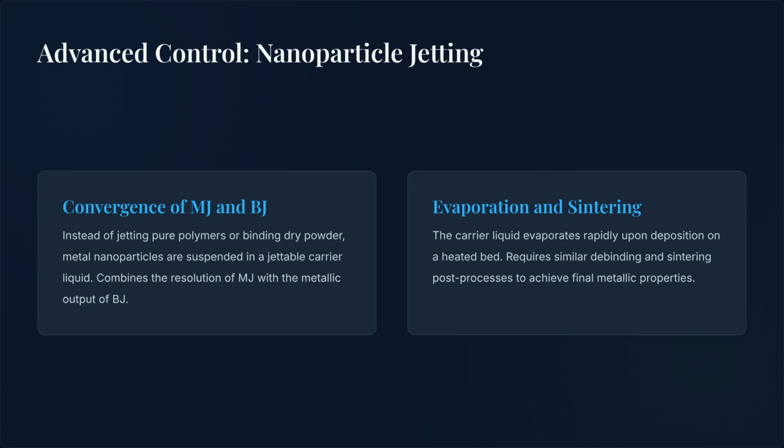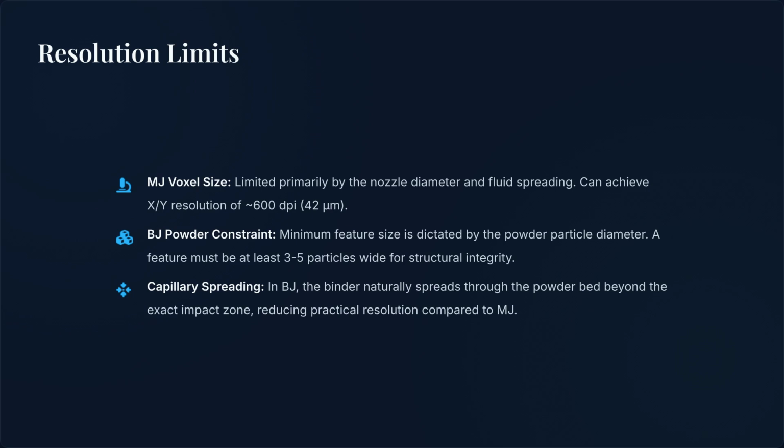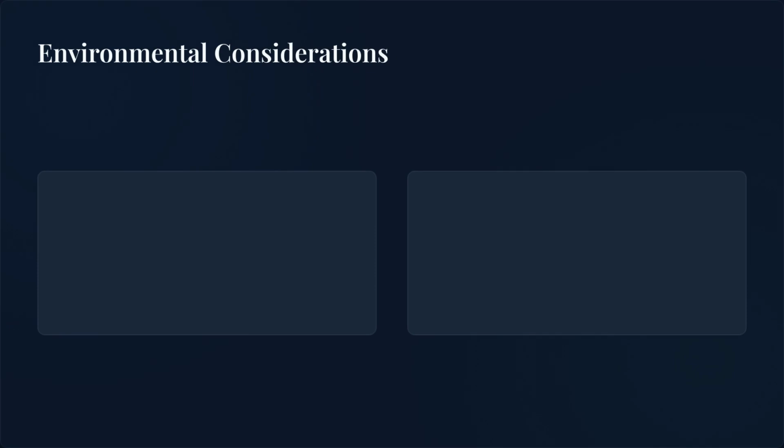Conversely, binder jetting challenges include ballistic ejection of powder, anisotropic shrinkage during sintering, and potential carbon contamination from incomplete binder removal. A convergence of these technologies is emerging in nanoparticle jetting, which suspends metal nanoparticles in a jettable carrier to combine material jetting resolution with metallic output. Resolution limits in these processes are fundamental. Material jetting is constrained by nozzle diameter, whereas binder jetting is limited by particle size and capillary spreading within the powder bed.